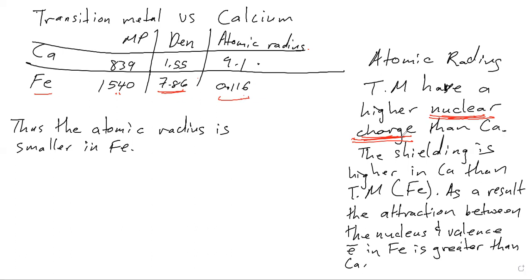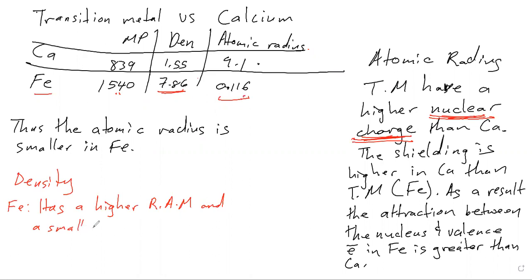Right? Need to quickly move from transition metals. So, density, right? If the atomic radius is smaller, right? What are we doing? Density. Iron has a higher relative atomic mass and a smaller atomic radius. So basically, it is more compact. If something is more compact, it will have a higher density. So you're putting a higher mass in a smaller amount of space. Because iron has a higher relative atomic mass and a smaller atomic radius, it is more dense than calcium.